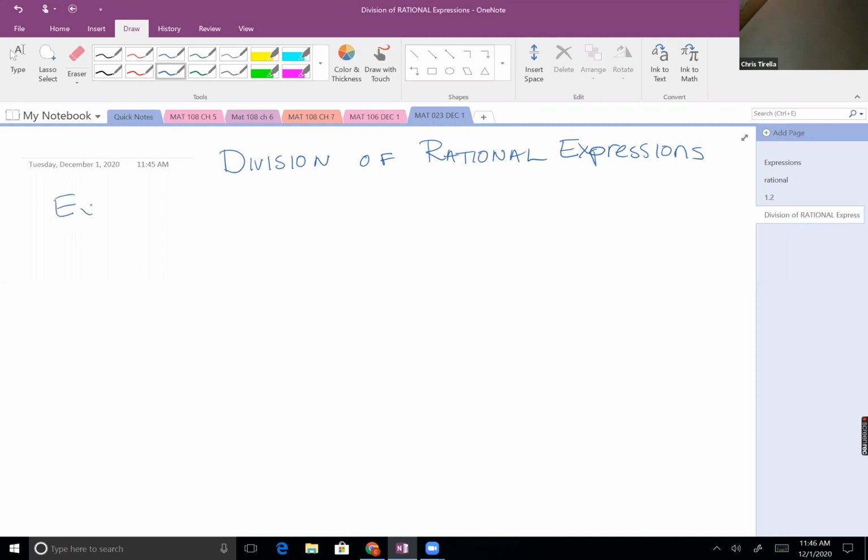let's start with a numeric example. Let's start with something like 9/4 divided by 21/10. Does anybody remember, in order to divide fractions, you might have heard the expression keep, change, flip? The first thing that you do is you rewrite it as a multiplication problem.